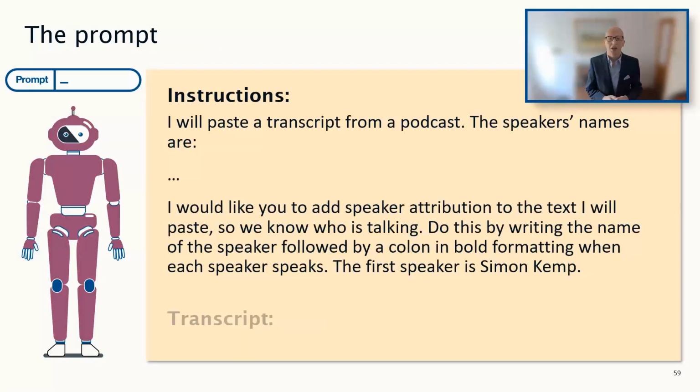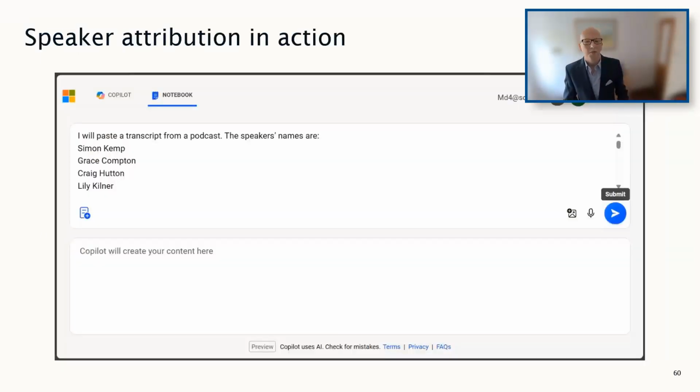So I wrote a prompt for Copilot. I gave the speakers names and who is the first speaker. I asked it to write the name of the speaker followed by a colon in bold formatting to appear before each person speaks. I'm asking it to do this based on the text transcription, not the audio file.